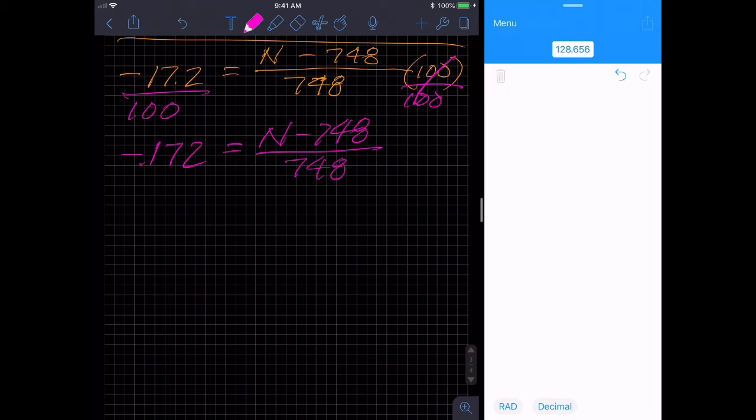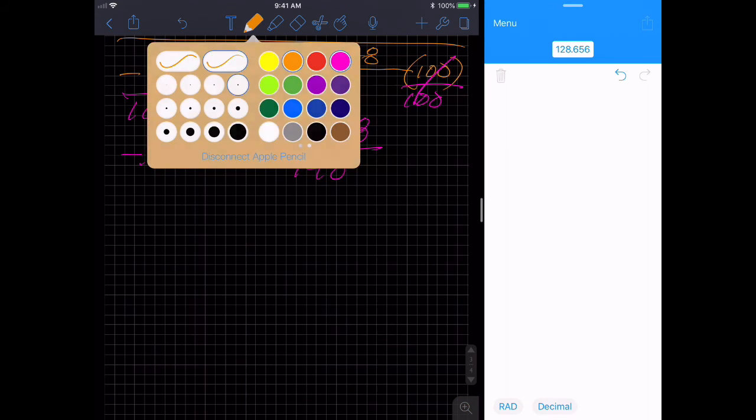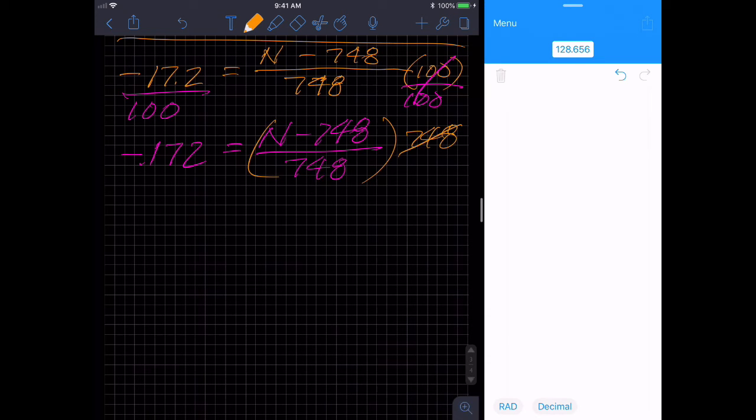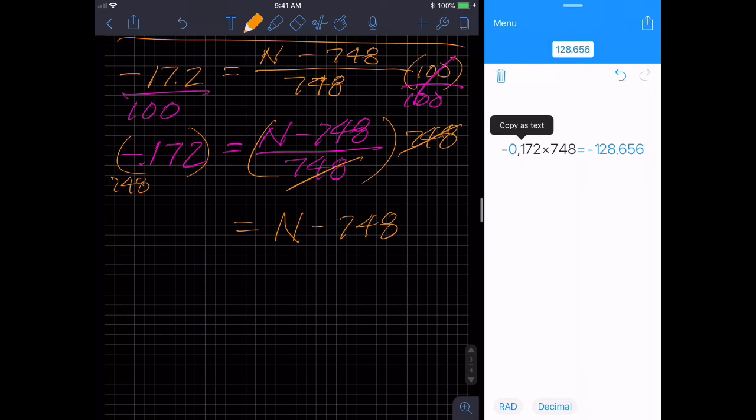Now I'm going to multiply both sides by 748. Why? Because I want this 748 to be 1, so I'm left with just n minus 748. So if I multiply the right side by 748, I have to multiply this side by 748, and I have negative 0.172 times 748. Hopefully it recognizes it, and it does, except that's supposed to be a decimal. I think it's doing some European thing. It thinks that's a decimal and it's doing it correctly because that's the correct number. And so I get negative 128.656. Now I'm going to add 748 to both sides.